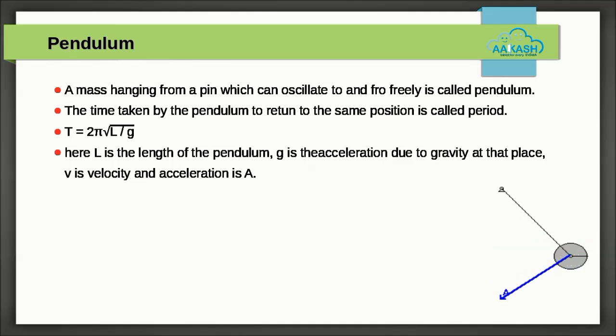Pendulum. A mass hanging from a pin which can oscillate to and fro freely is called pendulum. The time taken by the pendulum to return to the same position is called period. T is equal to 2 pi root of L divided by g, where L is the length of the pendulum, g is the acceleration due to gravity at that place, v is velocity and acceleration is a.